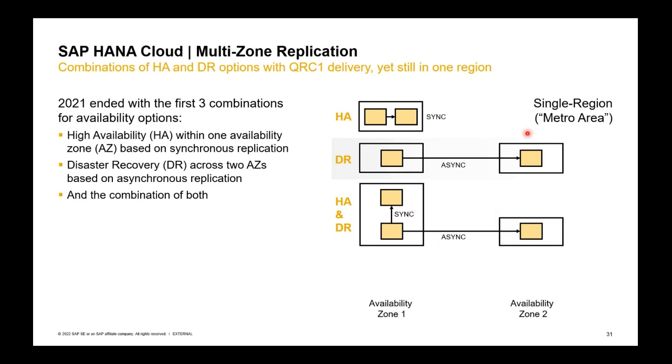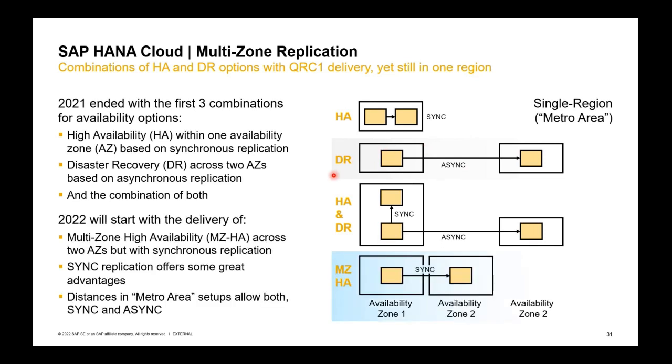All of this is still sitting in one single region, often also named metro area. So imagine the Frankfurt area or the Tokyo area. So the data centers are apart something up to 10-20 kilometers. And this offering we now want to extend with Q1 2022.